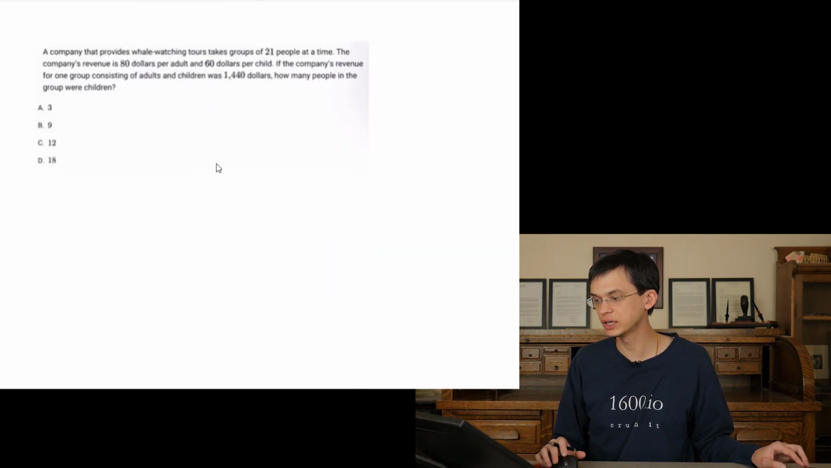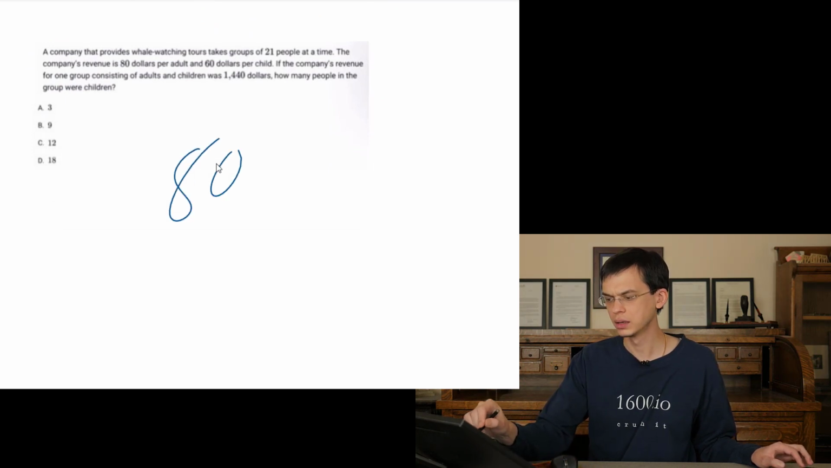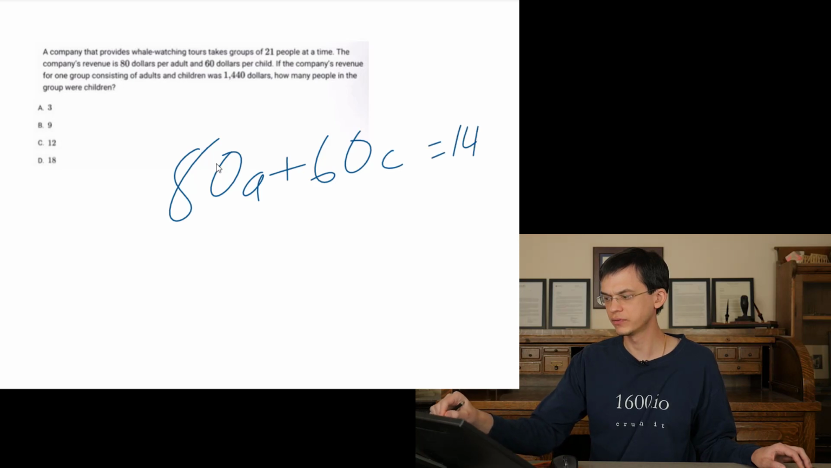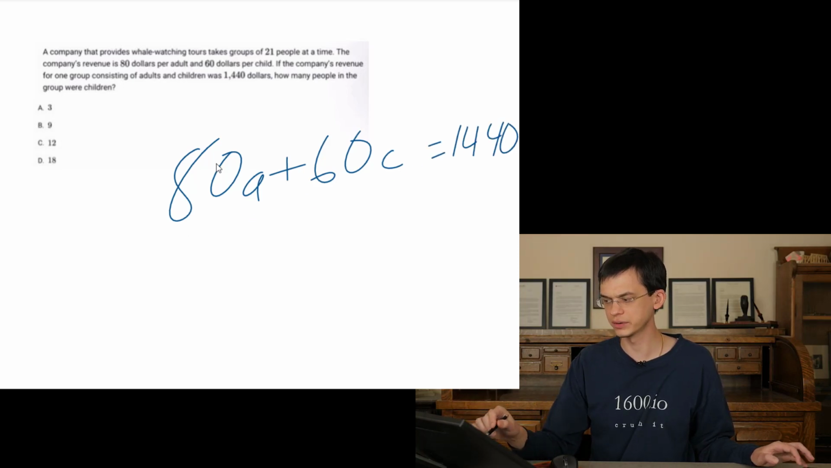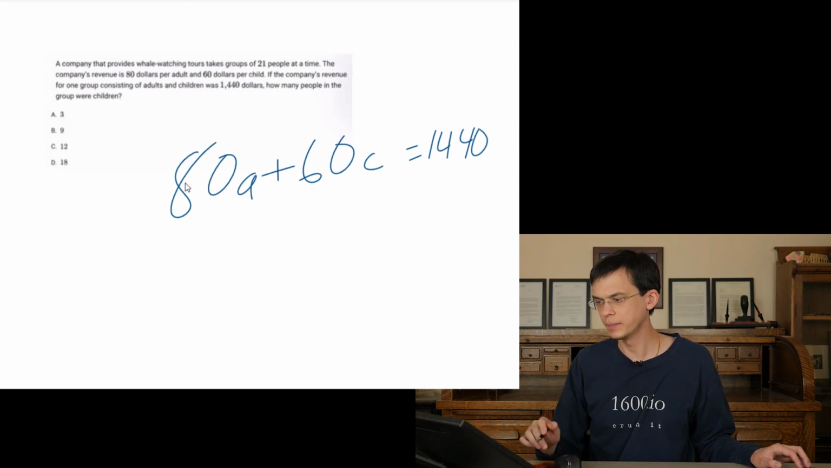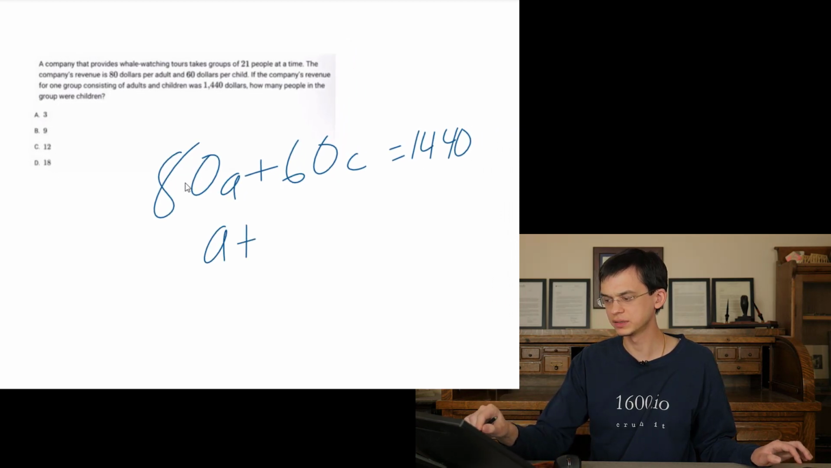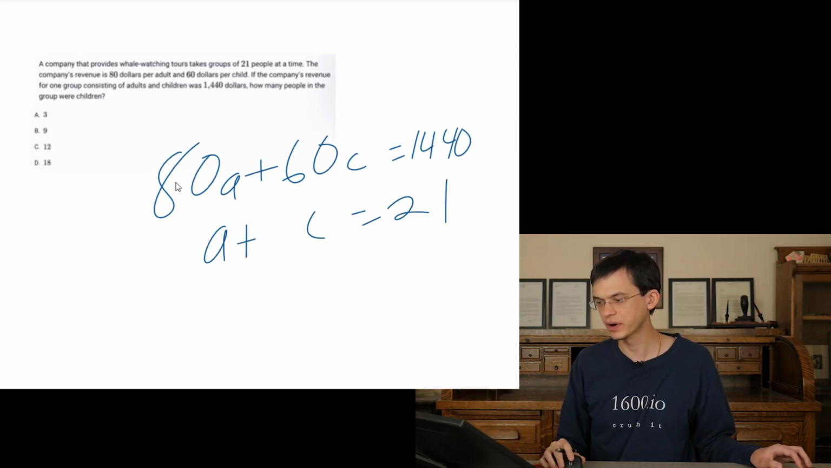A company provides whale watching and takes groups of 21 people at a time. It's $80 per adult, so 80A plus 60C, this is a classic system, for children, and they made $1440 total. Total dollars spent, total dollars for children. And we know that the total number of people, A plus C, is equal to 21. So we need to figure out how many children there were.